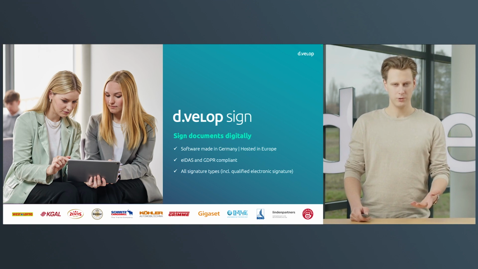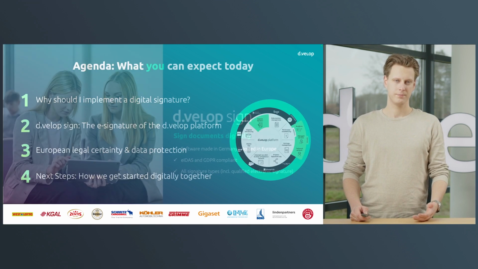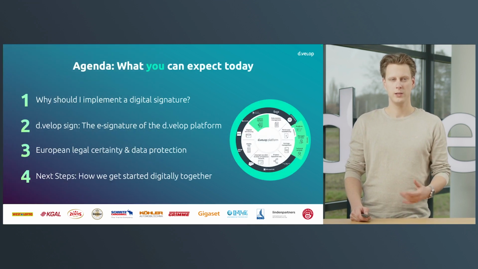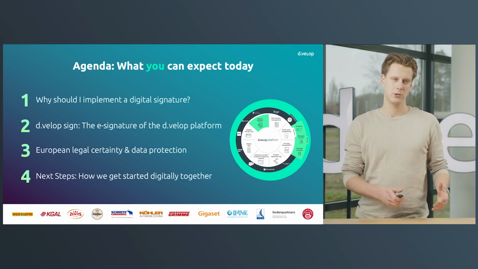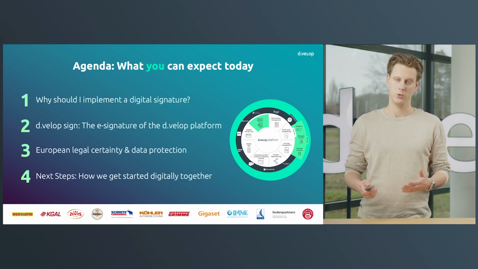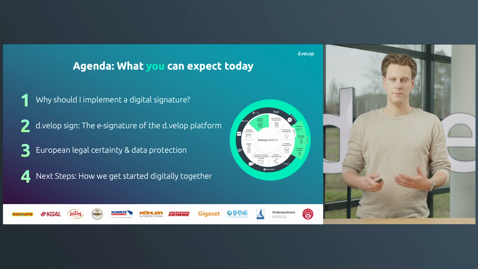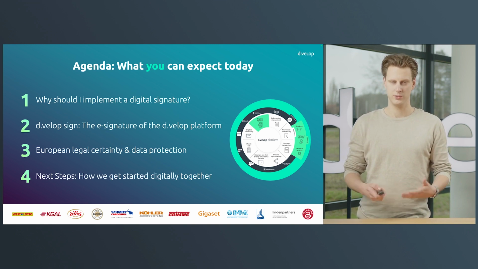First, I'd like to give you a brief overview of what we will be looking at together in the next few minutes. We'll talk about why I should even introduce a digital signature in my organization. We'll take a look at what it actually is. d.velop Sign, what does this e-signature of the d.velop platform actually look like? Then we will take another explicit look at European legal certainty and also at the issue of data protection. And finally, let's take a look at how I actually get started with d.velop on the topic of digital signatures?